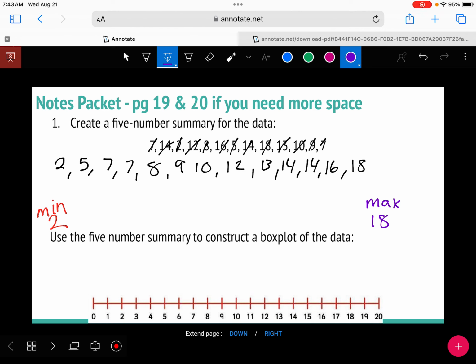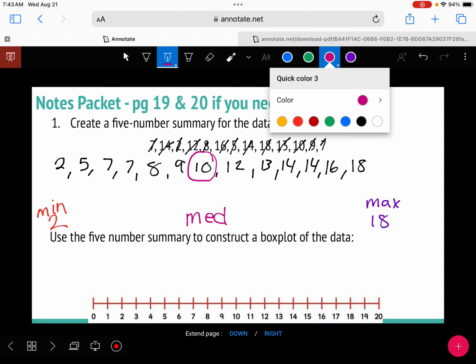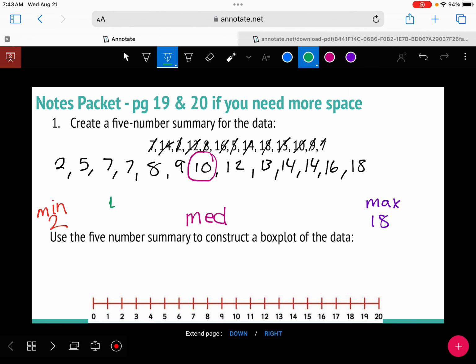What is our median? 10. It's right in the middle, circle it. I will always circle our median if it is an actual point. I promise it helps. Because now we're going to look for our lower quartile. Our lower quartile is the median of the numbers smaller than the median. I'm going to physically block the median. Look to the left. What is the median of that bit? 7. It's actually right between these 7s.